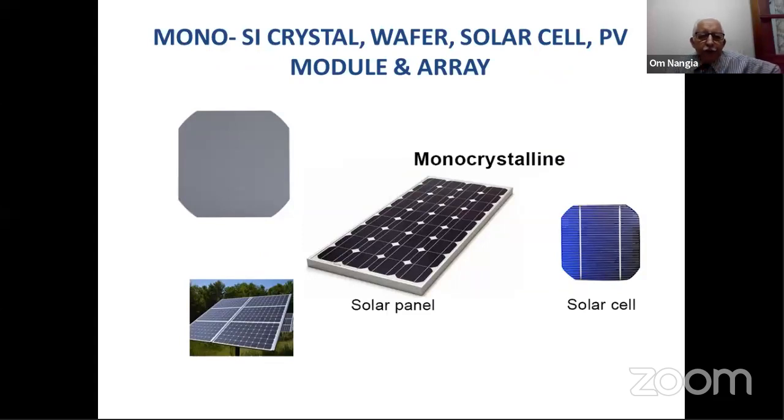These are some pictures of the monocrystalline silicon solar cell, PV module, and array. This is a wafer, then there is a module, a combination of a number of solar cells, and depending on the voltage and ampere, we get the power output of a module.